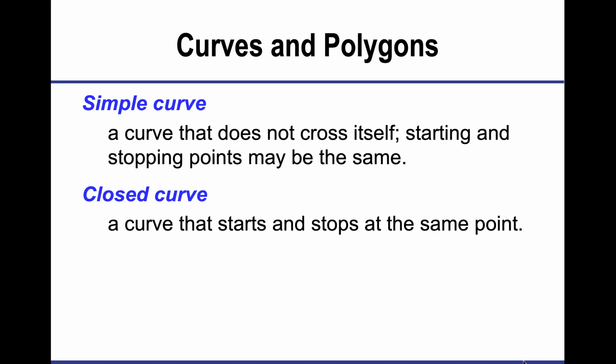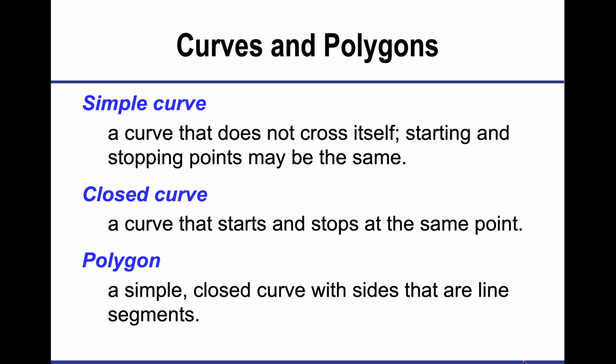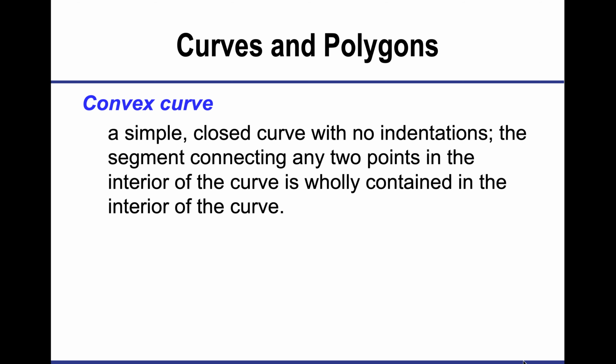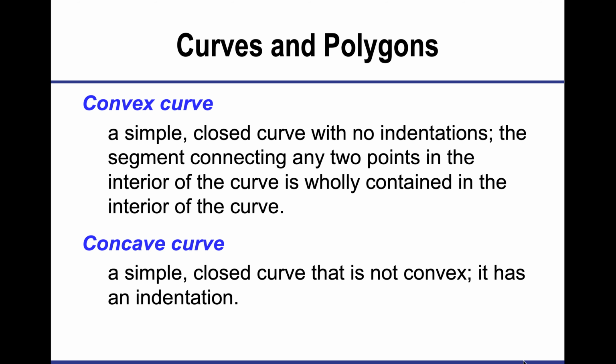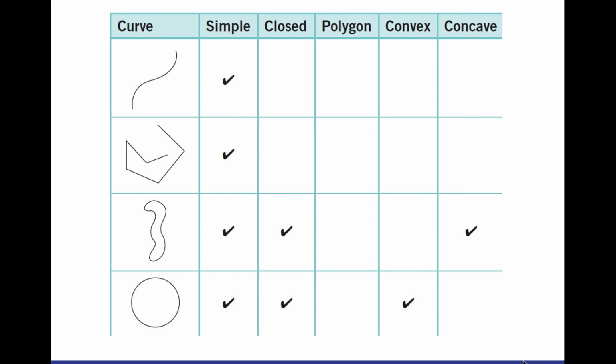A polygon is going to be a closed curve with sides that are line segments. And a convex curve is going to be a curve with no indentations. We're going to see some visuals in just a minute. A concave curve is going to be a curve that is not convex, which means it has an indentation.